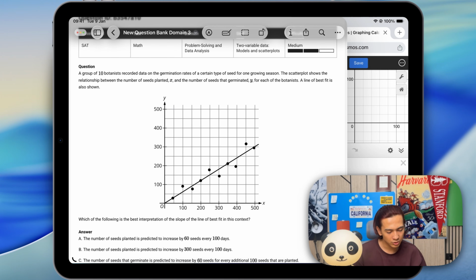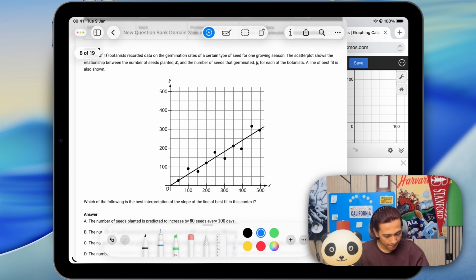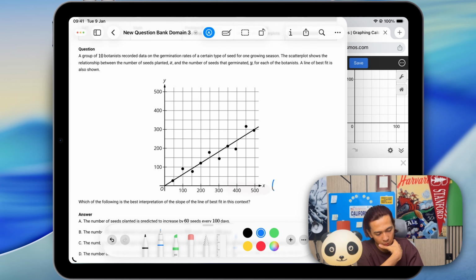botanists recorded data on the germination rates of a certain type of seed for one growing season. The scatter plot shows a relationship between the number of seeds planted, X, and the number of seeds that germinated, Y, for each of the botanists. A line of best fit is also shown. So what X represents here, I want to write it down, is the number of seeds planted.